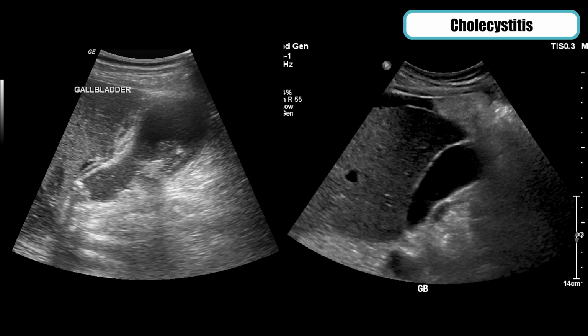And then what really stands out here is probably this layering that you see, and you see it very well right over here. This layering is our pericholecystic fluid, our inflammation of the gallbladder wall. And that's all telling us that this patient might have cholecystitis, just inflammation of the gallbladder over time, probably from these stones.